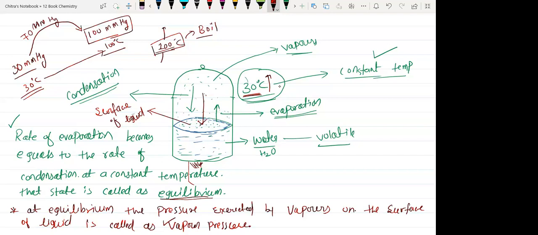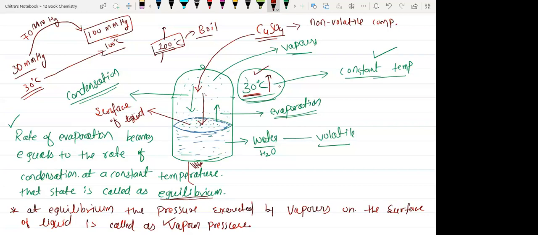But now we have added a non-volatile solute here. Temperature is constant, the starting temperature. Yesterday we took copper sulfate, so we will take copper sulfate only. CuSO4, this is copper sulfate. And we know copper sulfate is non-volatile. Non-volatile compound or salt, you can write. So now we have added copper sulfate in that solution.